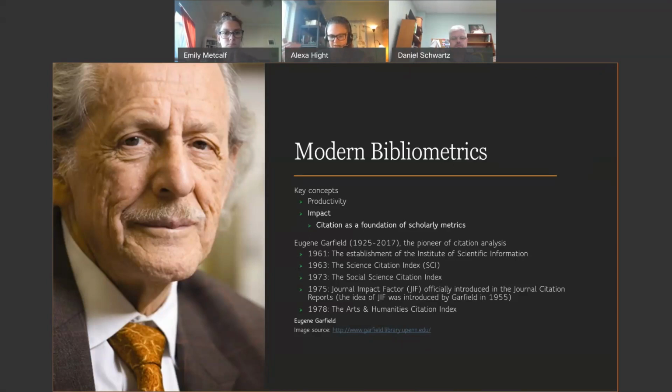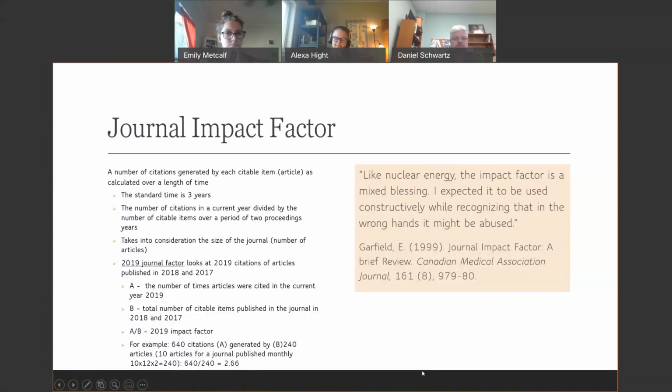In 1975, the journal impact factor was officially introduced in the Journal Citation Reports, but the idea was first introduced by Garfield 20 years prior. And like most things, he said that, like nuclear energy, the impact factor is a mixed blessing. I expect it to be used constructively while recognizing that in the wrong hands it might be abused.